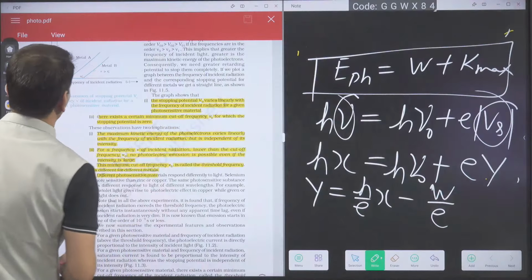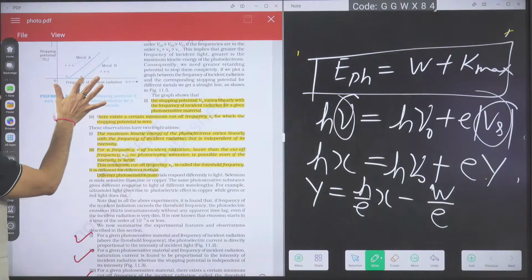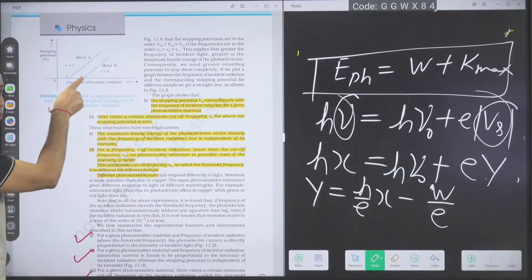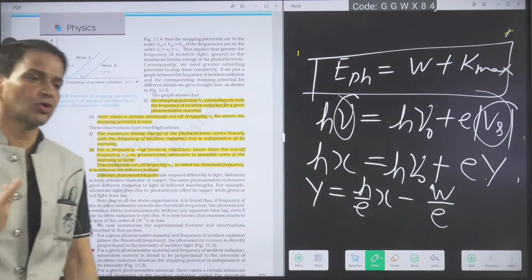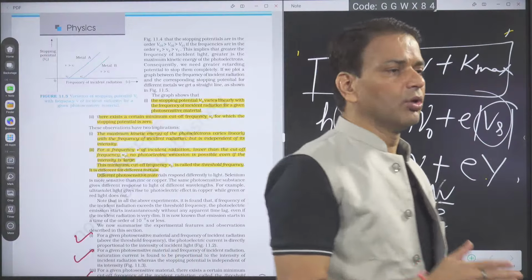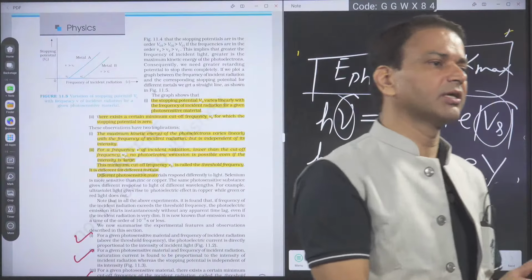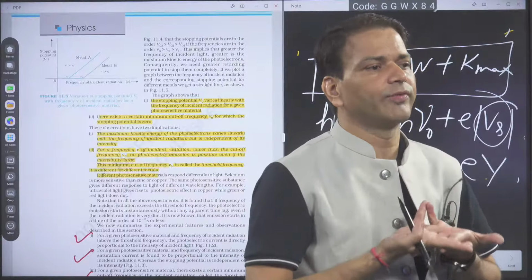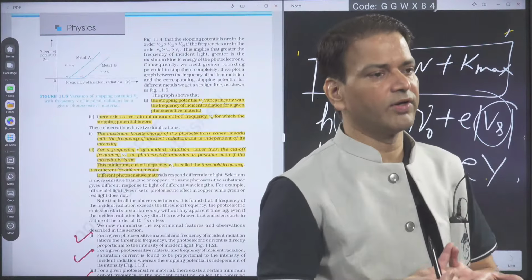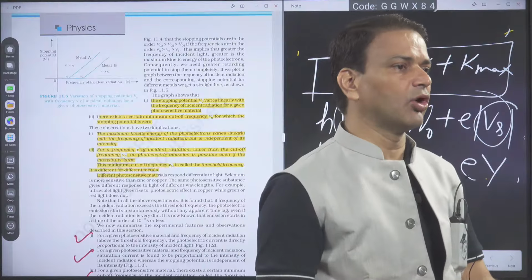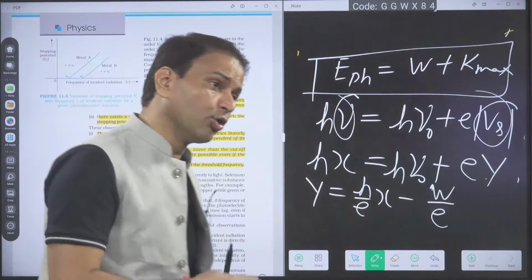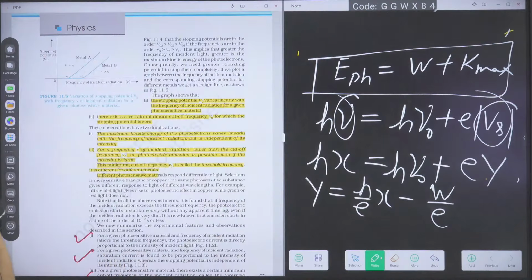Another way we can also compare the work function: the x-intercept is the threshold frequency. Whose x-intercept is more, its threshold frequency is more, and with more threshold frequency, the work function is more. So either I can compare the work function by the x-intercept or by the y-intercept, which is minus W by e. Whose y-intercept is more negative, its work function is more. But the slope for all the metals will be the same. That slope will be equal to h by e.